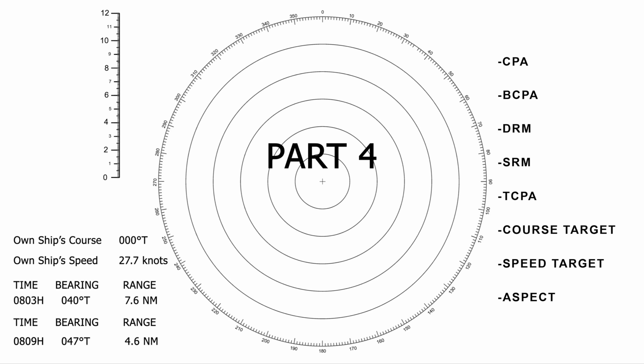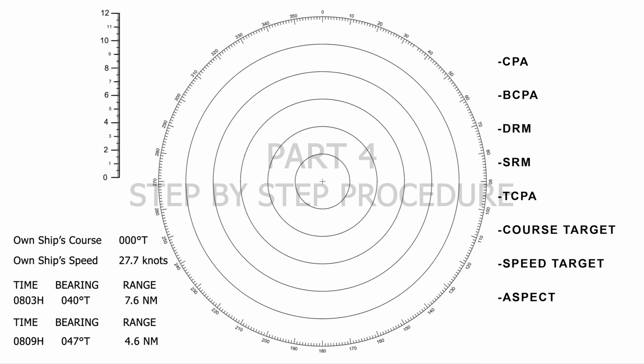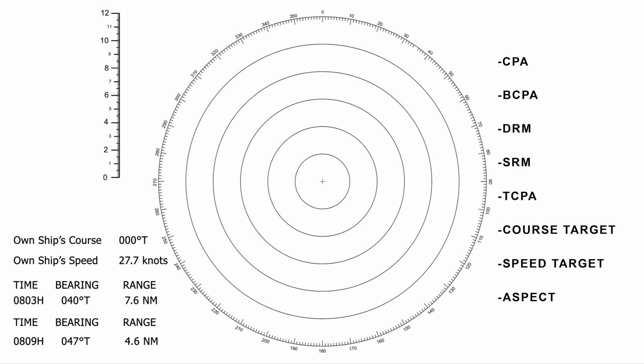Part 4. Step-by-step procedure. In this manual radar plotting exercise, we will determine the following: closest point of approach, or CPA, bearing at CPA, or BCPA, direction of relative motion, or DRM, speed of relative motion, or SRM, time to CPA, or TCPA, course of the target, speed of the target, and the target's aspect.